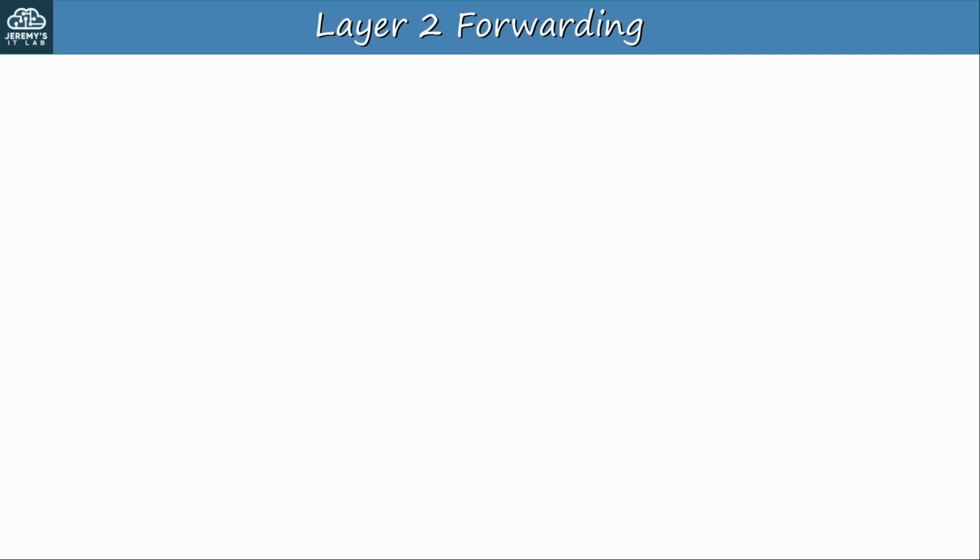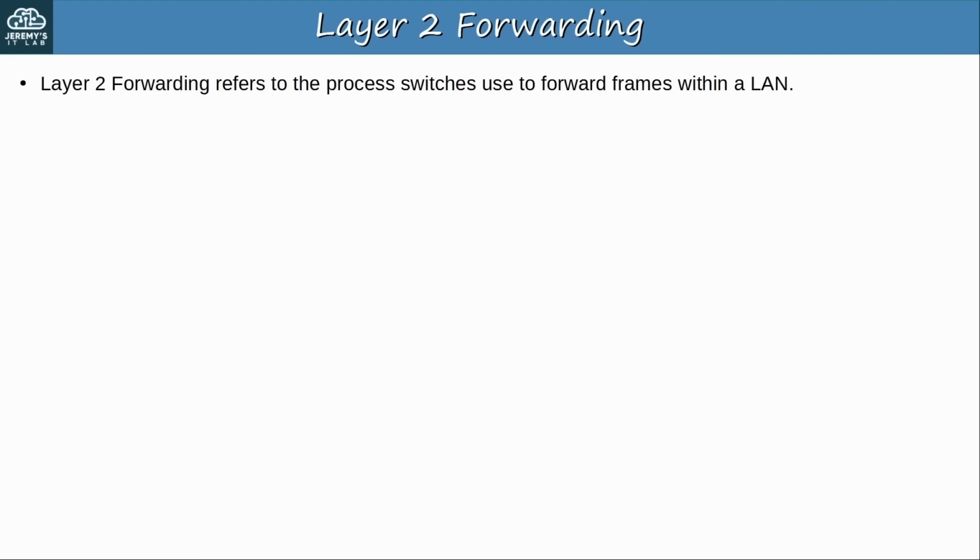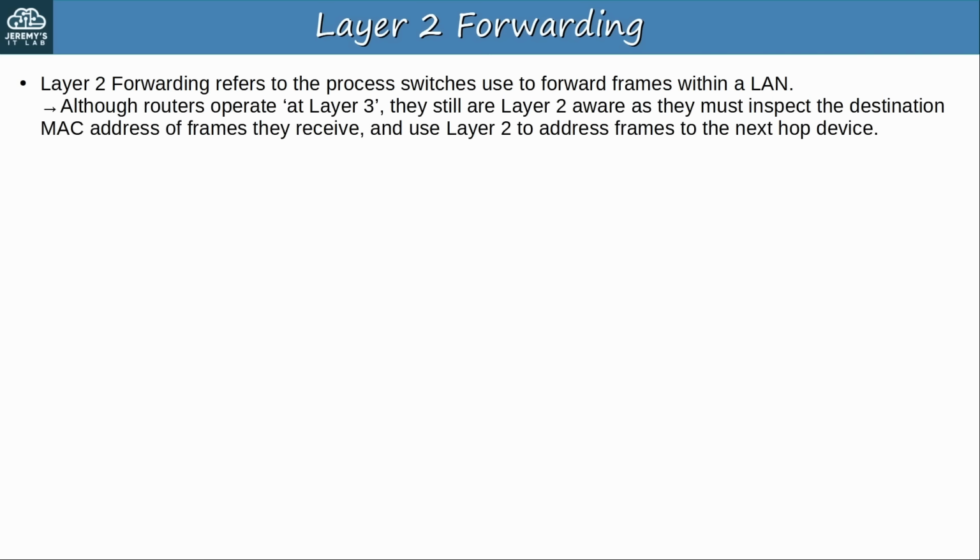Now let's move on to the next topic, layer 2 forwarding, which refers to the process switches use to forward frames within a LAN. Switches use information in the layer 2 header to determine where to forward frames. As an aside, although routers operate at layer 3, they are still layer 2 aware, as they must inspect the destination MAC address of frames they receive to check if the frame is destined for the router itself, and then use layer 2 to address frames to the next hop device, or to the final destination host if the router is the last one in the path.